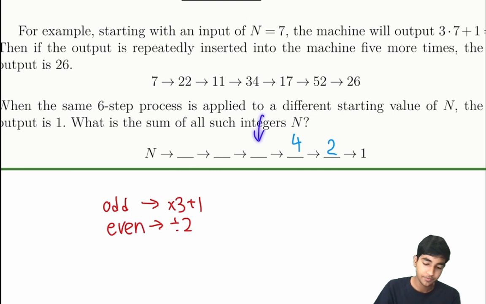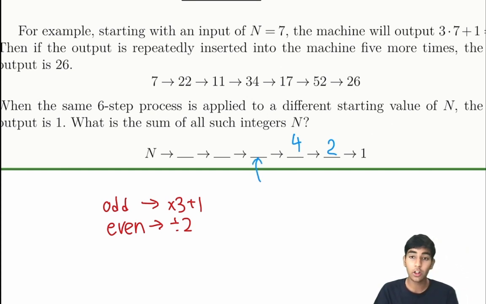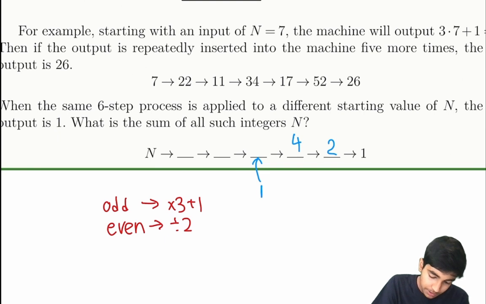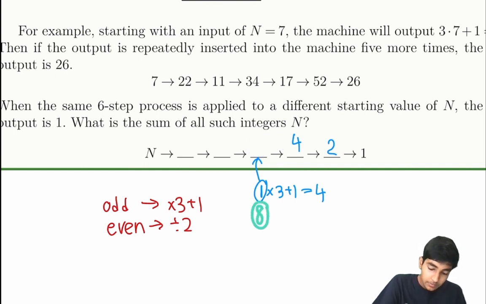Okay, now what about here? Now here we actually have two possibilities. If the value over here was odd, then we could just do times 3 plus 1. Right? 1 times 3 plus 1 equals 4. So this value could be 1. That does work, because 1 is odd, and 1 times 3 plus 1 is 4. The other possibility is if this number was even, we divide by 2 to get 4. And of course, 8 works in that case. So our two possibilities are 1 or 8.